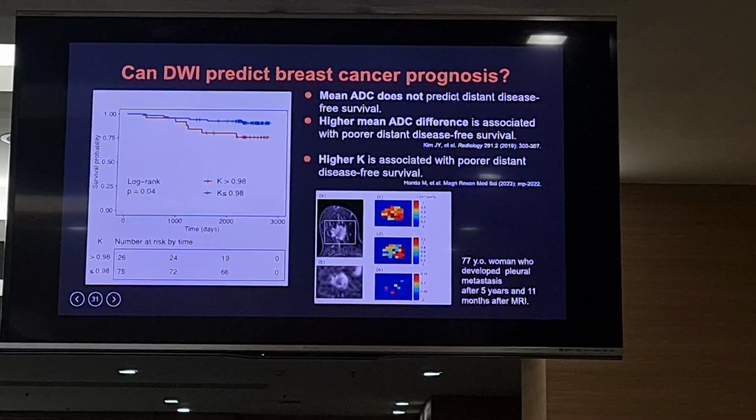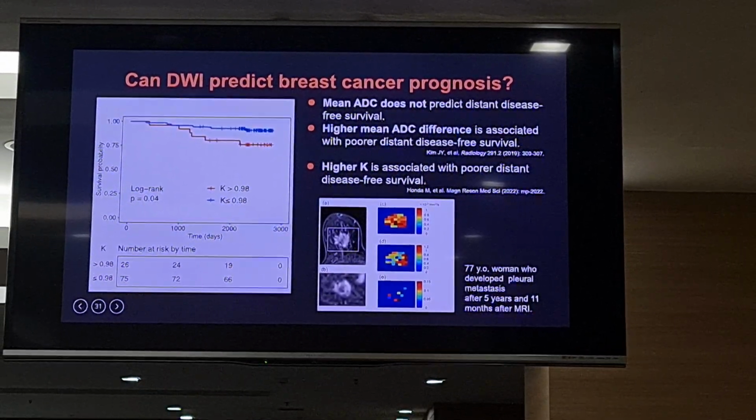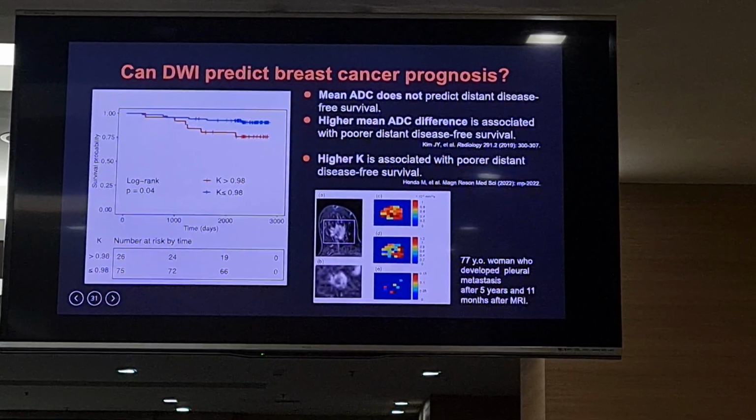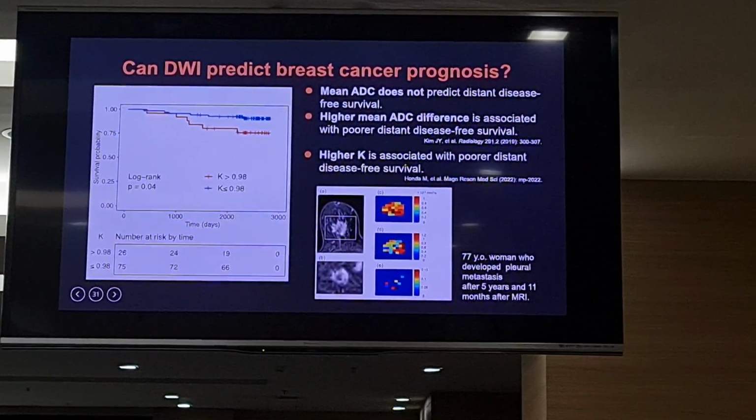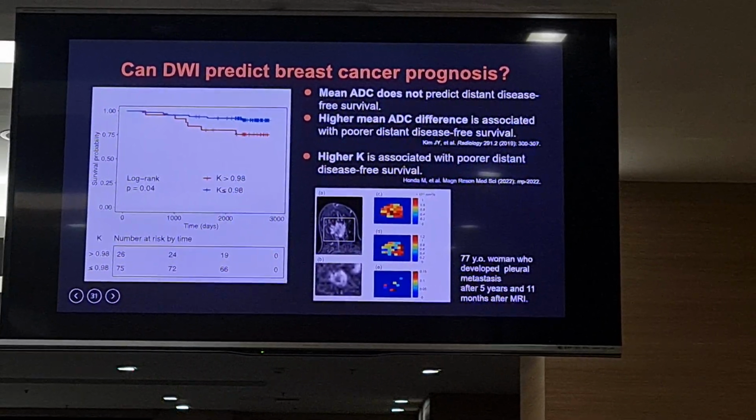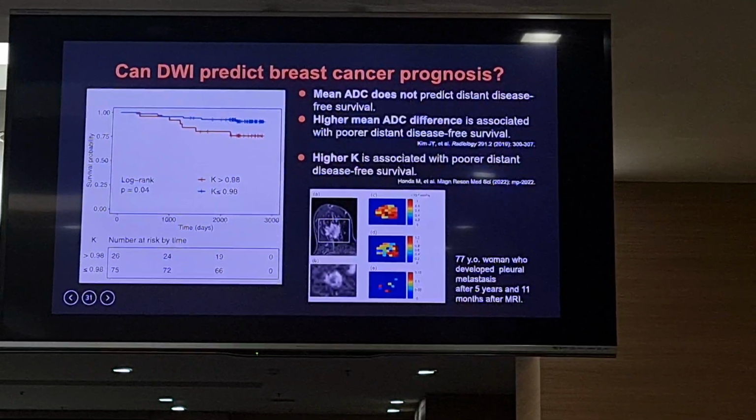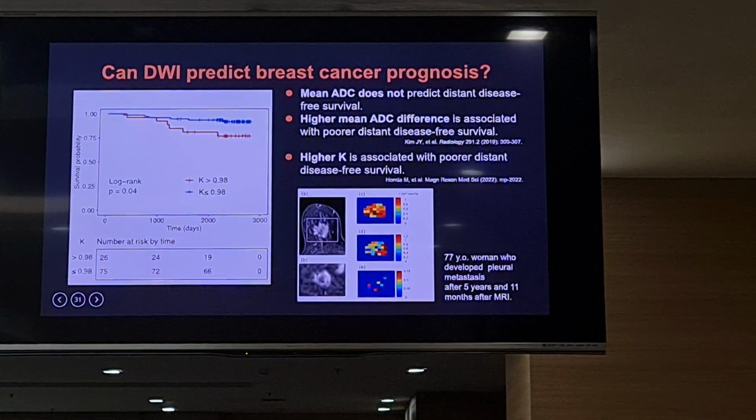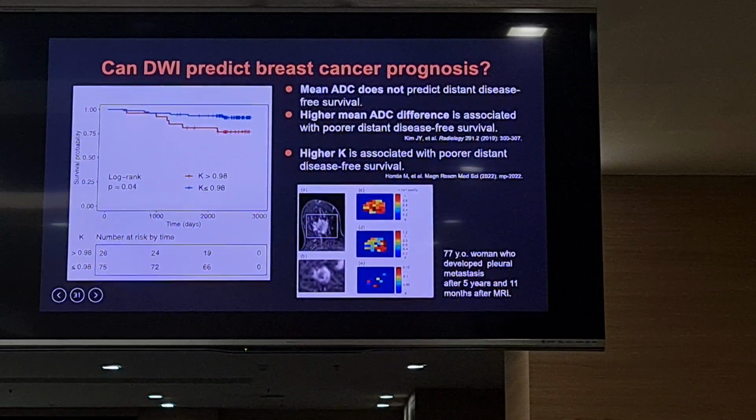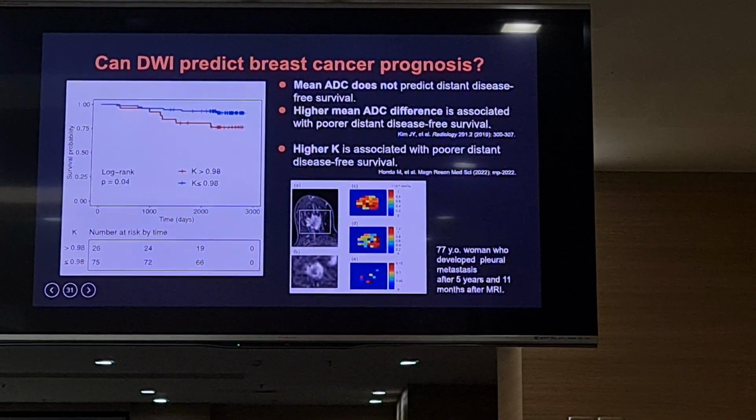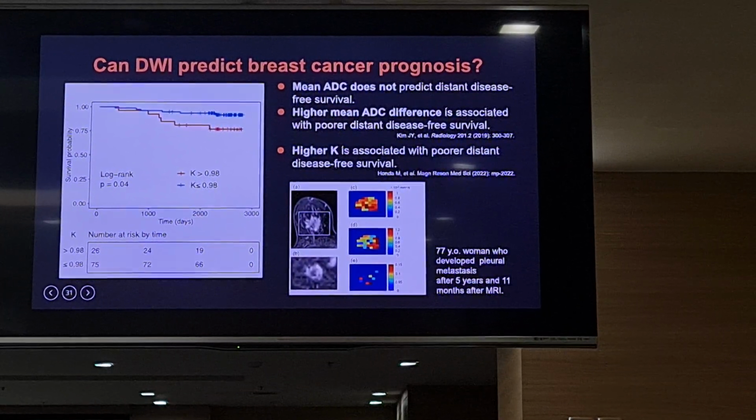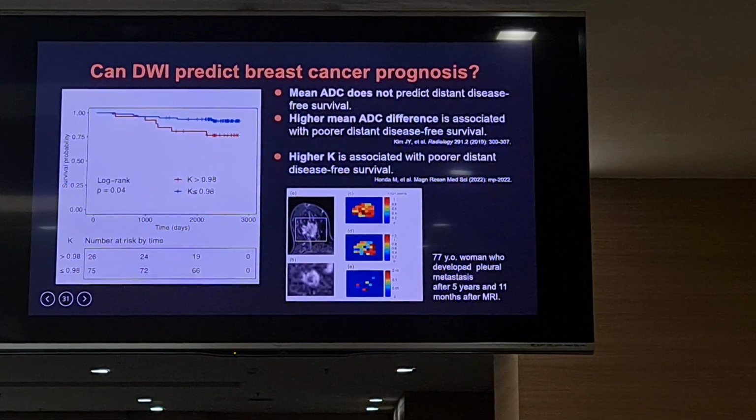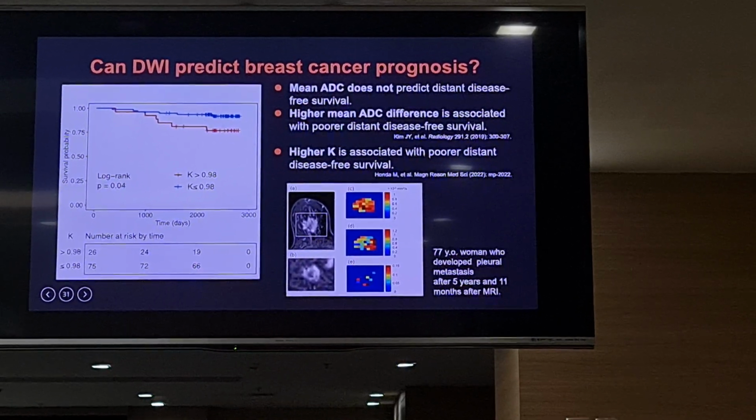And we have also shown here that a higher K, which is estimated with non-Gaussian diffusion at higher b values, is associated with poorer distant disease-free survival. So the patient with higher K values is more likely to get metastasis than with a lower K value. It is a lot of work to do the whole time course for breast cancer patients, because many of the breast cancer patients live longer due to the development of treatment, but some unfortunately have a not so good prognosis. So it is very good if an imaging biomarker, especially diffusion, can predict this prognosis.